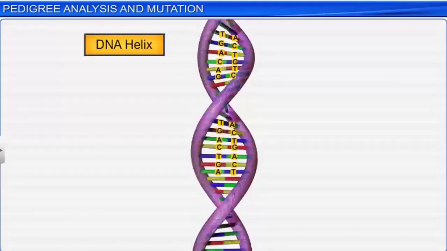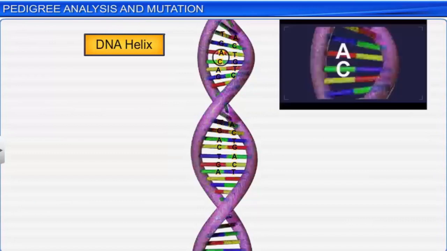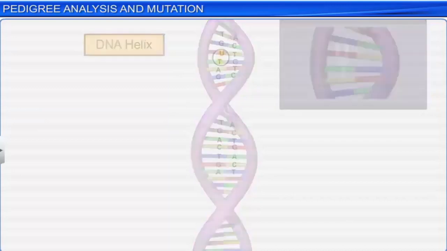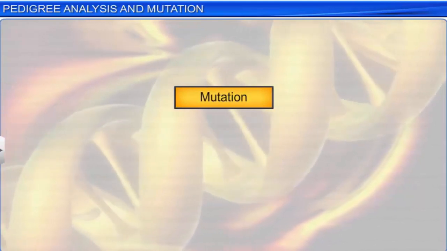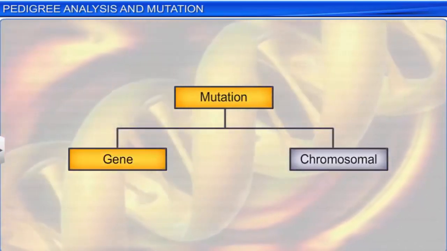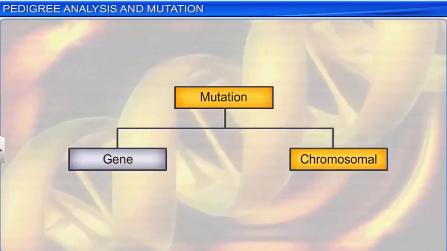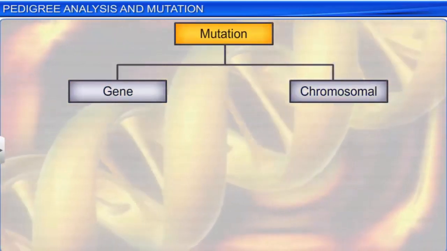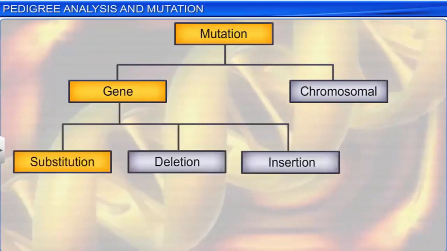However, on rare occasions, such as recombination and mutation, changes or alterations do occur in the genetic material, which alter the chromosome. Mutation in genetic material leads to changes in the genotype and phenotype of an organism. Mutations in the genetic material can be of 2 types: gene mutation and chromosomal mutation. Further, gene mutations can be of different types, such as substitution, deletion, and insertion.